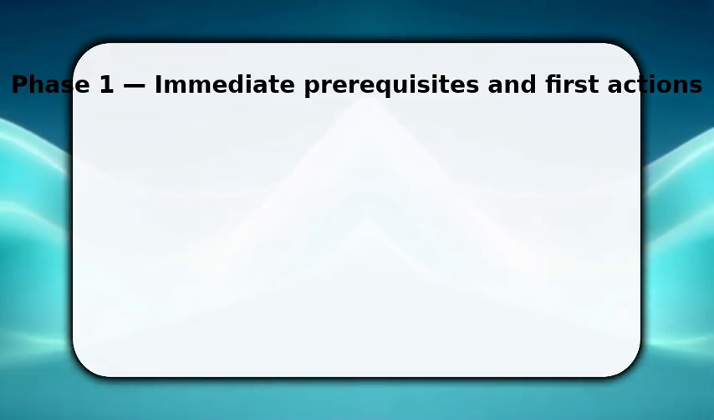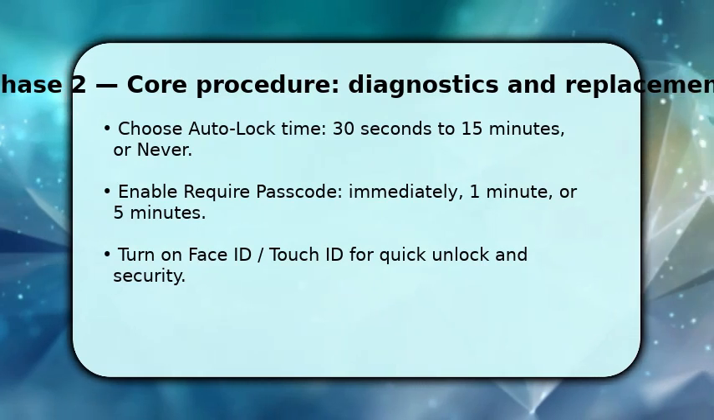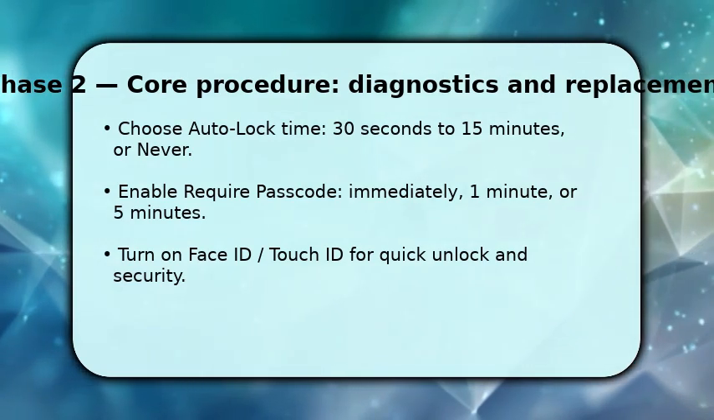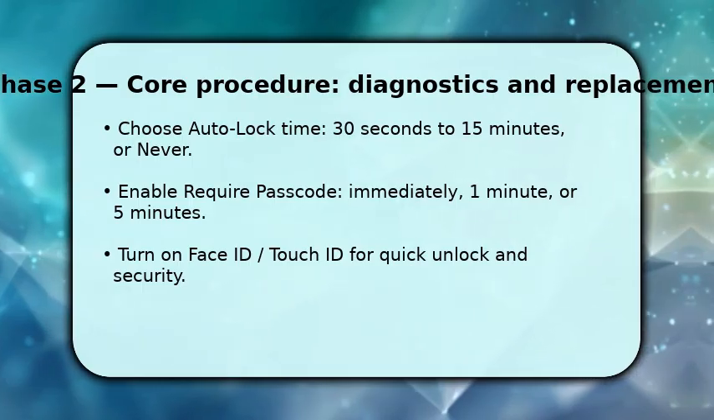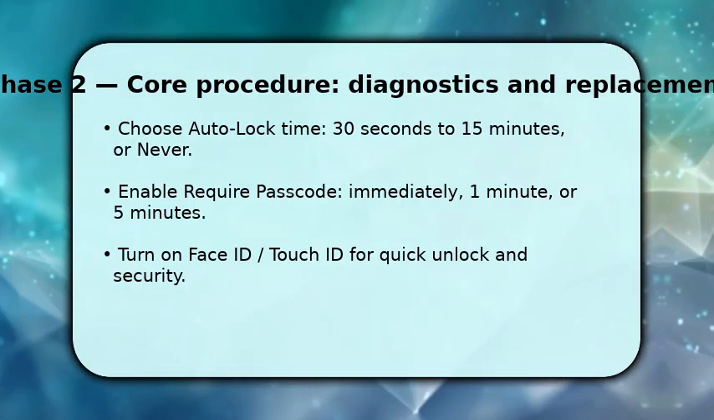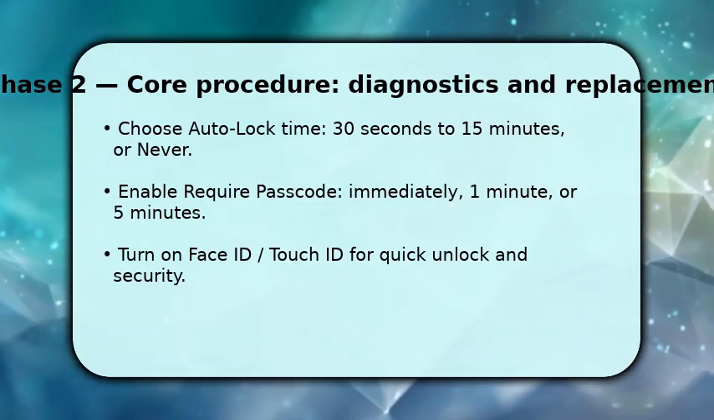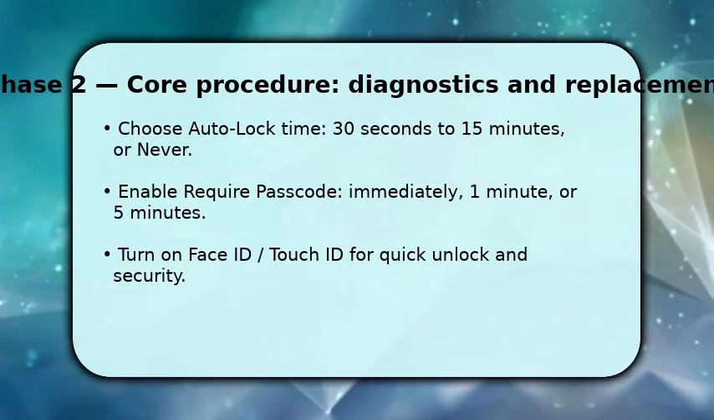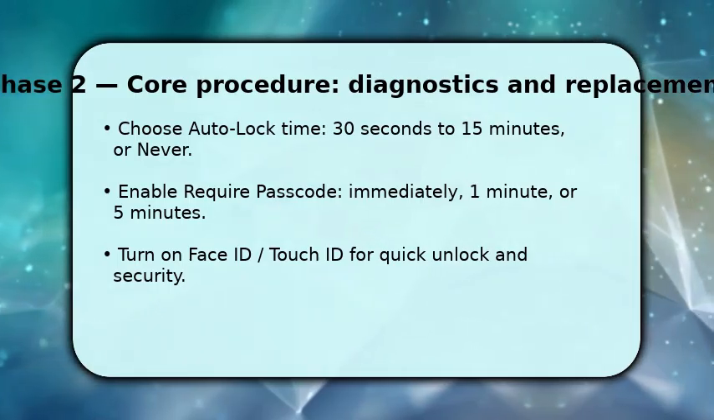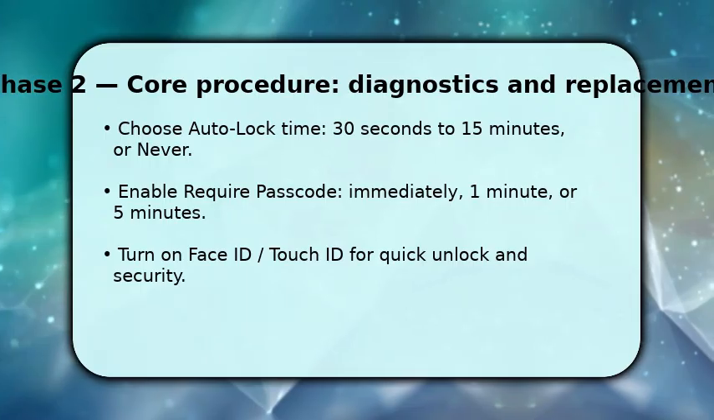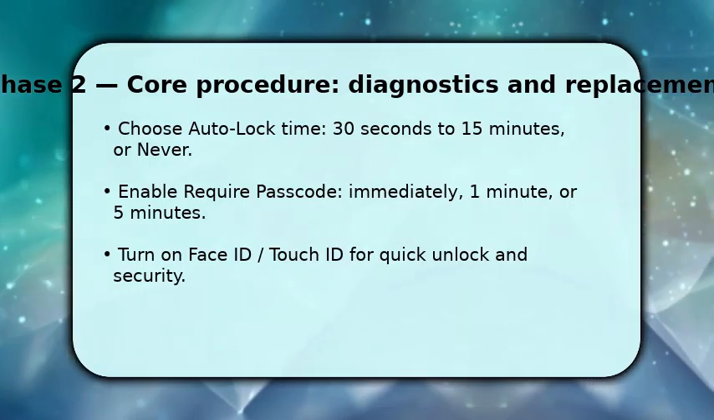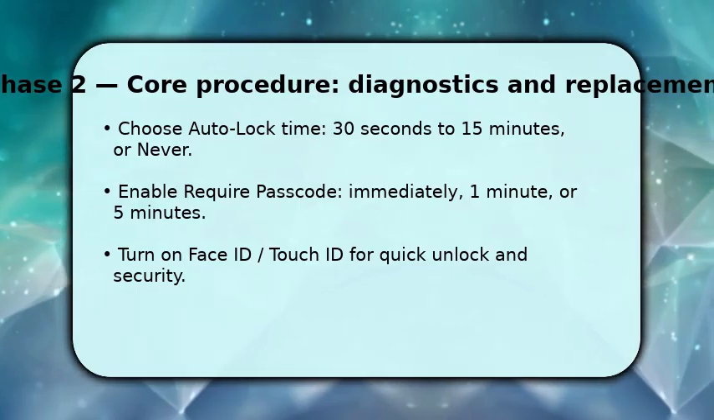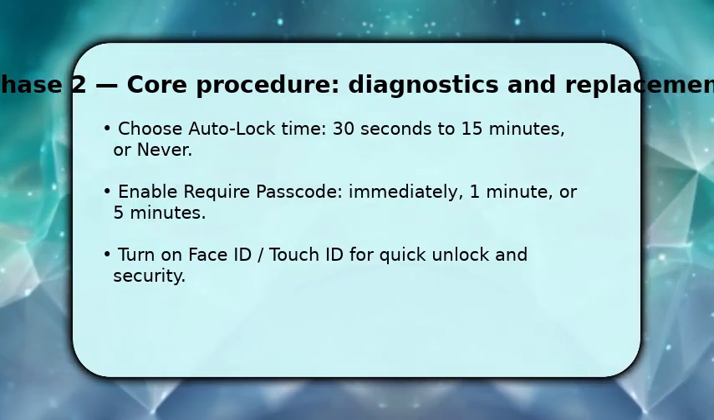Once done setting the menu, pick an auto-lock interval that balances convenience and security. Shorter times reduce exposure. Then, go to Require Passcode and select when the passcode is required. Choosing immediately maximizes protection. Make sure you enable Face ID or Touch ID if available. These speed up unlocks without weakening security. Also confirm lock screen notifications are configured so sensitive info stays hidden when locked. These steps together define how and why your iPad locks.